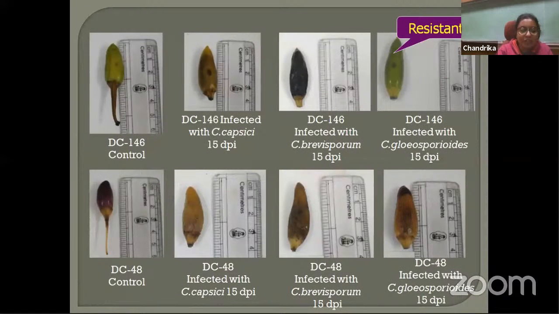This is a picture of 2 chili lines, one susceptible and one resistant against Colletotrichum gloeosporioides. This picture is taken 15 days post-infection. When infected with Colletotrichum capsici and Colletotrichum brevisporum, fruits of both the lines got completely infected, but with Colletotrichum gloeosporioides, DC 146 is showing resistance.